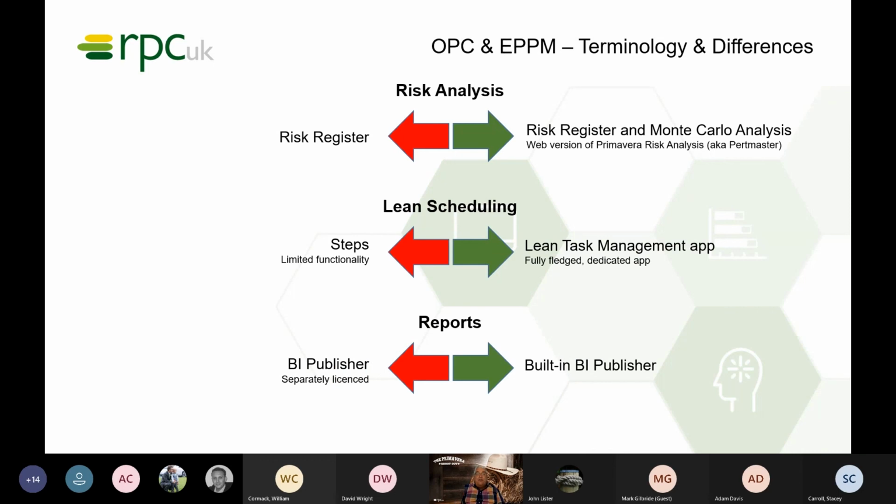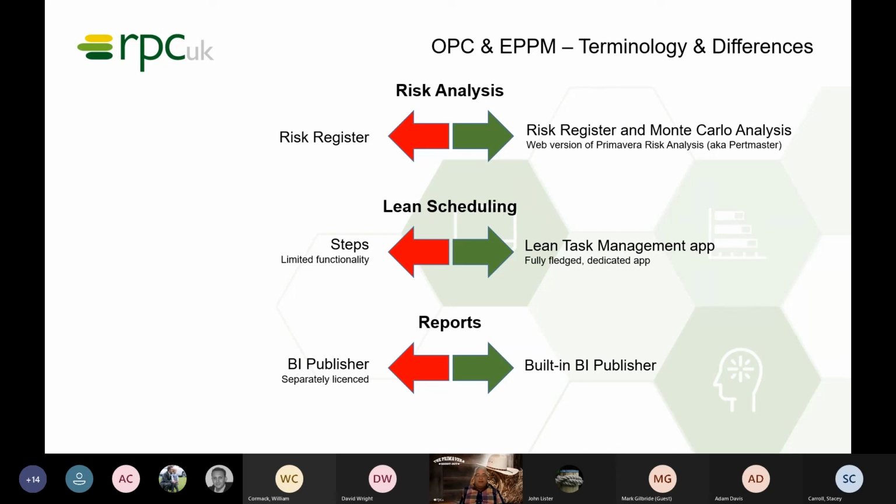Last slide on this now, risk analysis. I mentioned you do get a risk register in EPPM, but you get the Monte Carlo analysis in OPC. In terms of lean scheduling, you could use steps, but it has limited functionality in terms of being able to link steps with another activity or assign a resource or commitment dates or anything like that. So the lean scheduling task in OPC, fully fledged dedicated app.